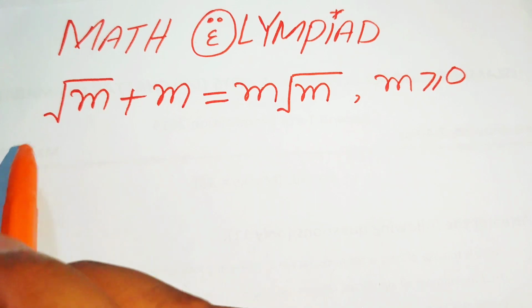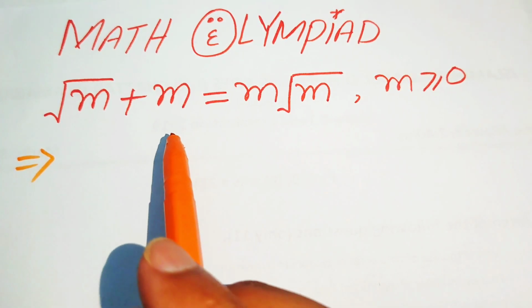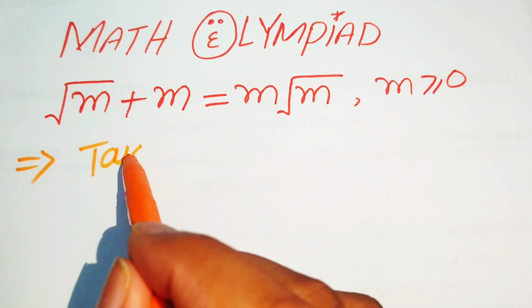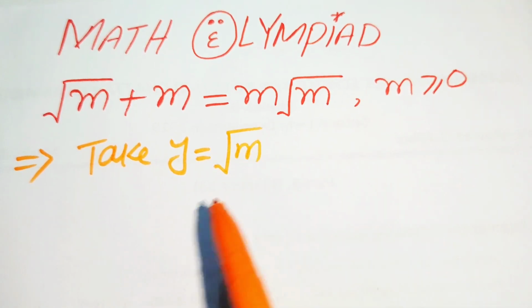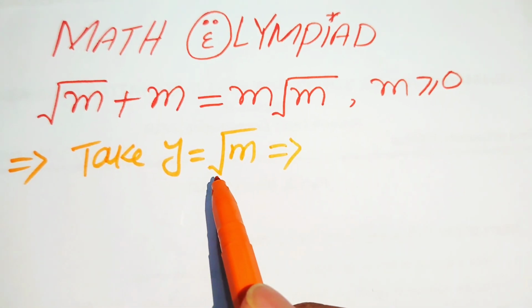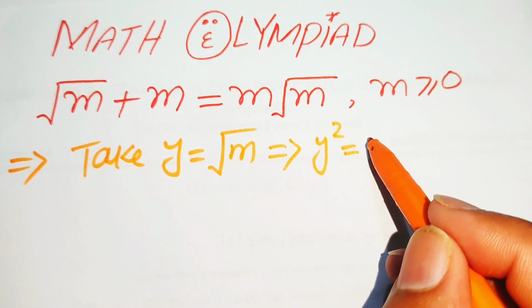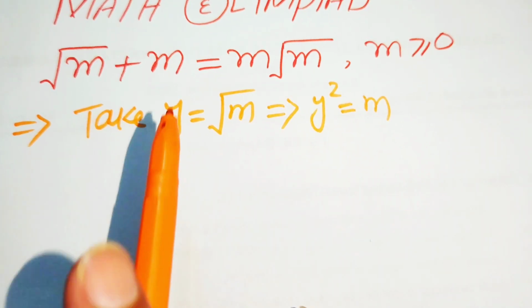The very first step we are going to do is convert this radical equation into cubic form. So we take y equals square root of m. When we square both sides of this equation, we get y square equals m. Now we substitute these two values into the above equation.